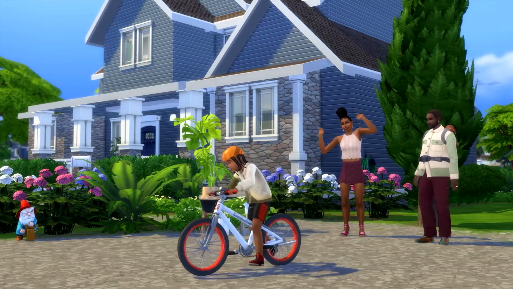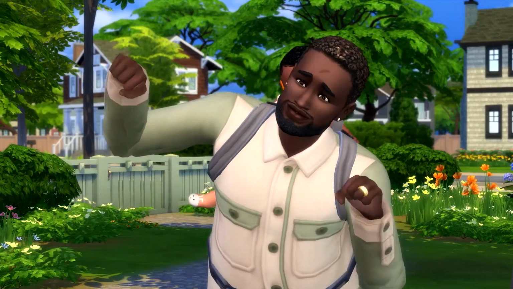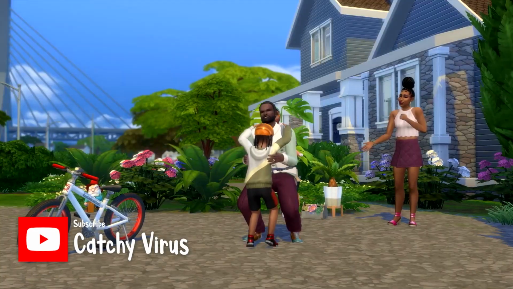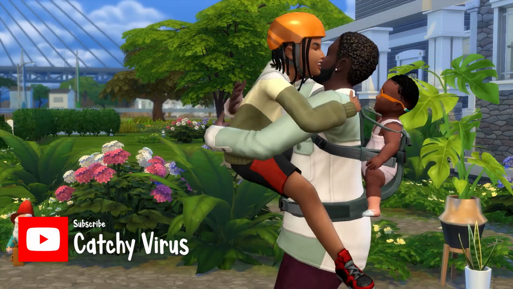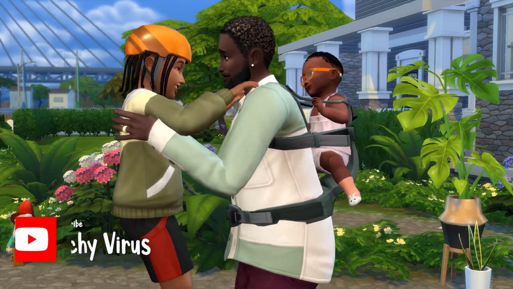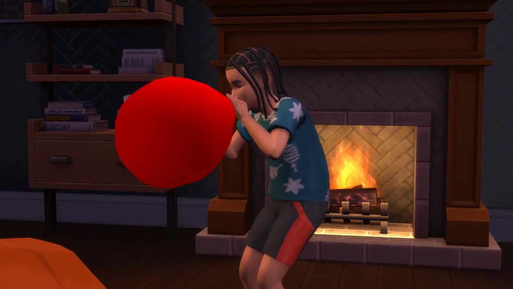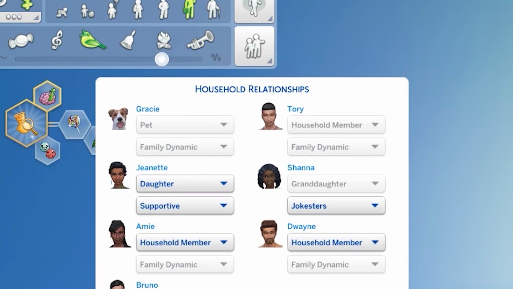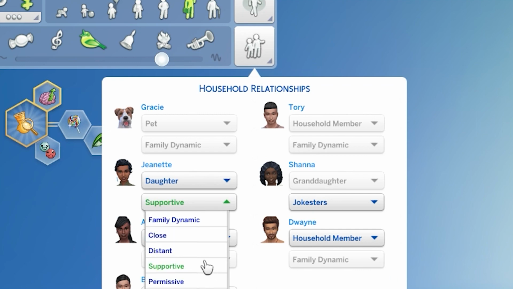It's uncertain how personality traits affect family dynamics. This is because most of the effects of family dynamics happen through autonomous Sim behavior. I guess just be careful about what combos you're using with traits and dynamics. Not only would it not make sense for a self-absorbed parent to be in a supportive family dynamic, but it also might not work. They might just cancel each other out.